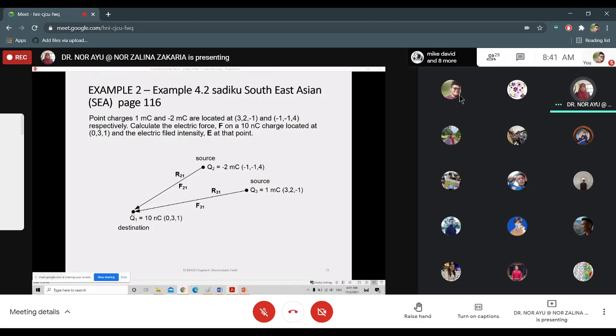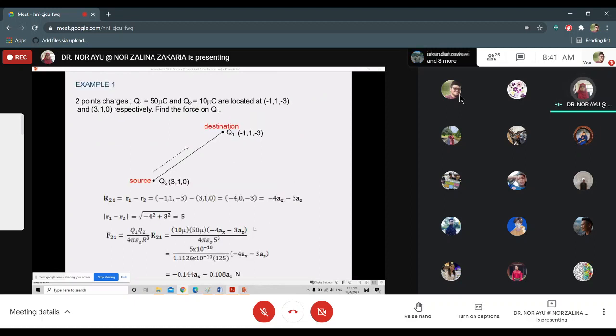So what you have to do is, you have two forces that you need to find. F21, with the source at 2, and find at 1. So you need to find the force F21 and the force F31. So the total force will be F21 plus F31. You can either do it like this, one by one.